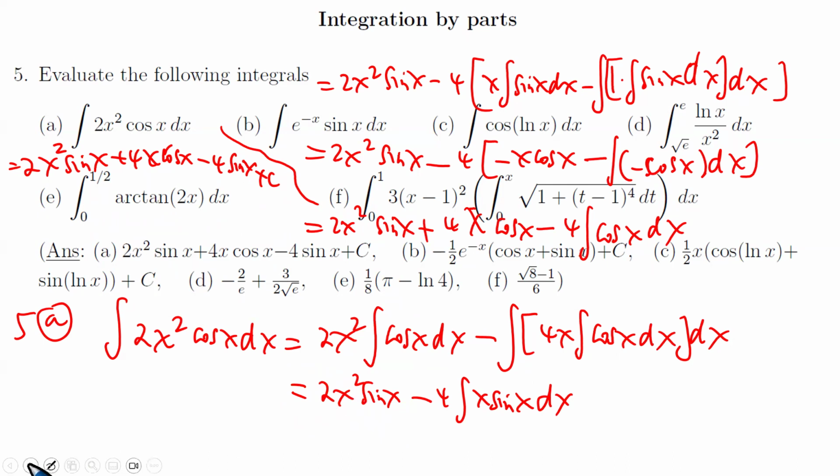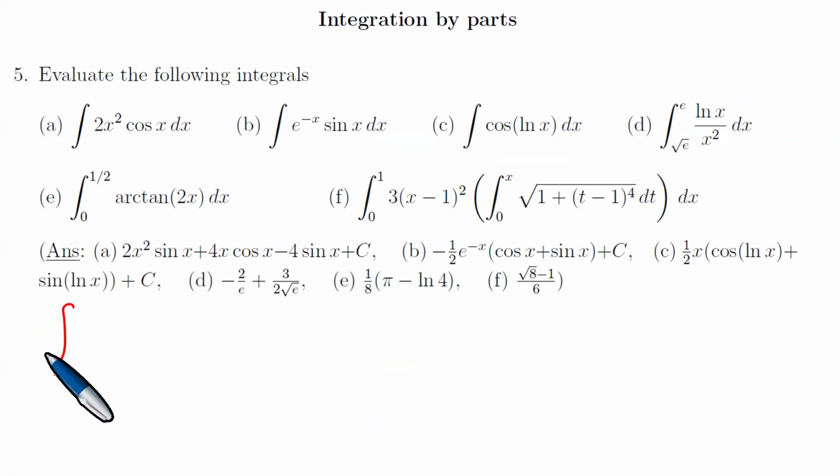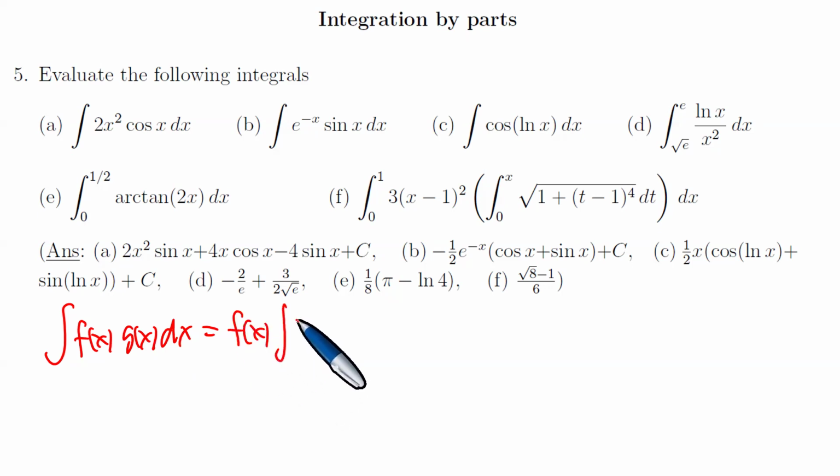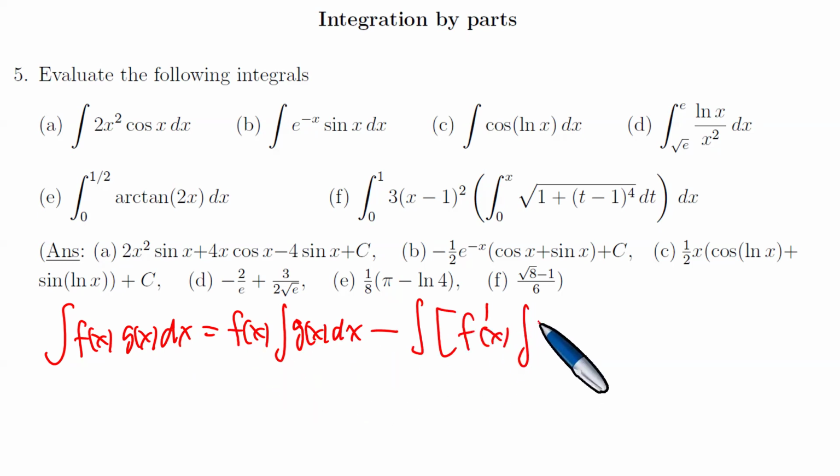What is the formula for this? Generally, if you're doing the integral of a product, you choose one of the functions to be f and the other g, so you have the integral of f g dx. What you do is you take f, you integrate g, minus the integral of f prime multiplied by the integral of g, then you put d like that. So this is the answer.